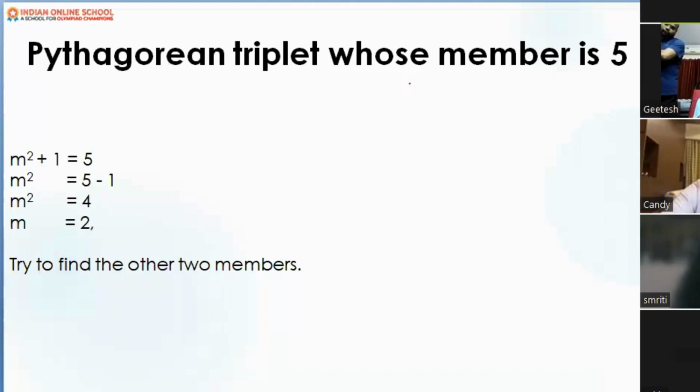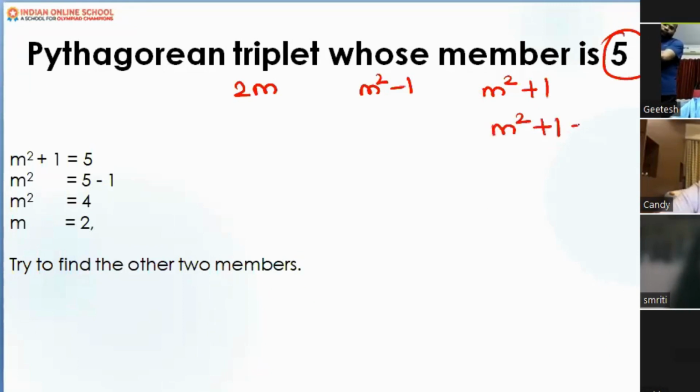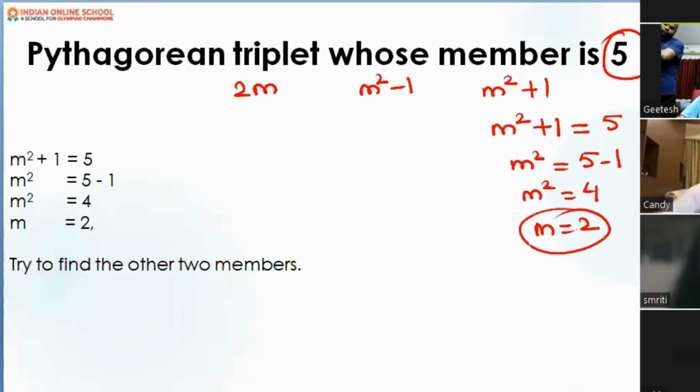A Pythagorean triplet is there whose number is 5. Now we need to check whether we can put 5 equals 2m, or m square minus 1, or m square plus 1. So we can put 5 equals m square plus 1. When we solve it, we get m square equals 5 minus 1. So the value of m square becomes 4, and 4 is the square of 2. So we can take the value of m as 2.